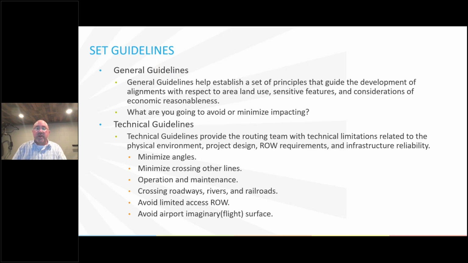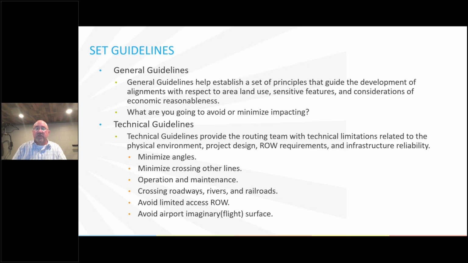Need to ask yourself, what are you going to avoid or minimize impacting? So for general guidelines, that may include avoid excessive length and circuitousness. That's a word also. I had to look that up. Avoid overlapping or co-locating with railroads and pipelines. You may want to do that. Avoid or minimize crossing through residential neighborhoods and large commercial developments. You may have to do that. Minimize using existing distribution easements. You may want to do that as well.